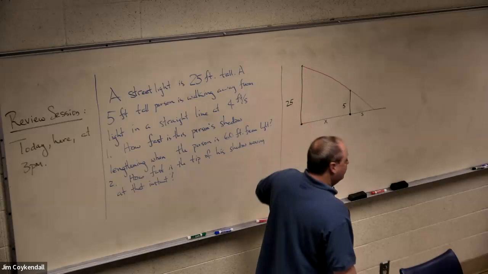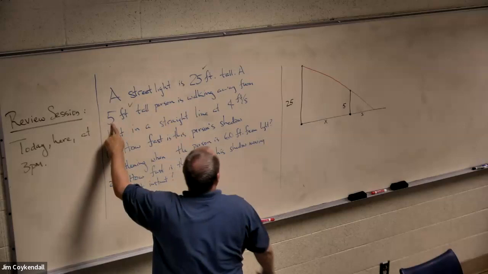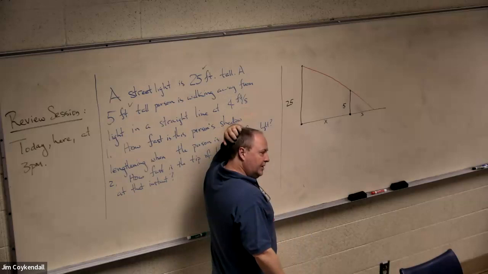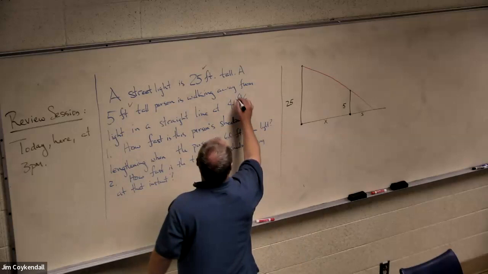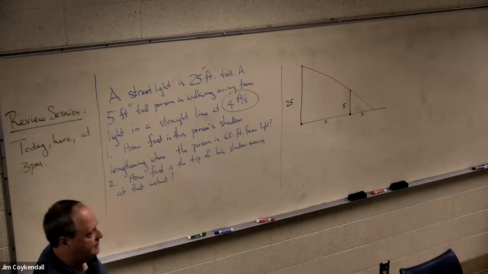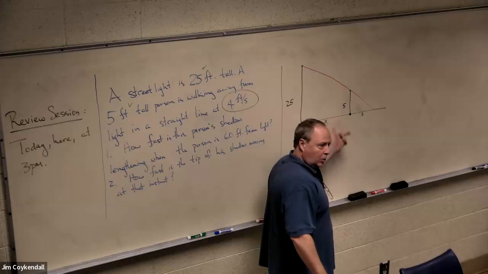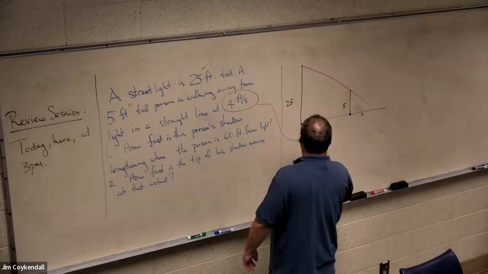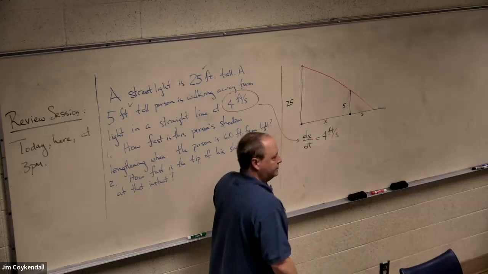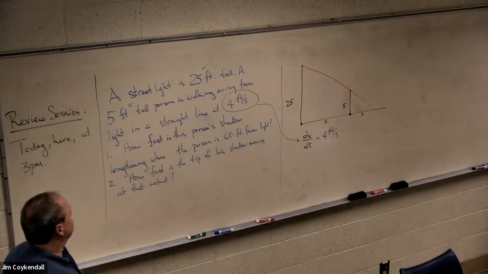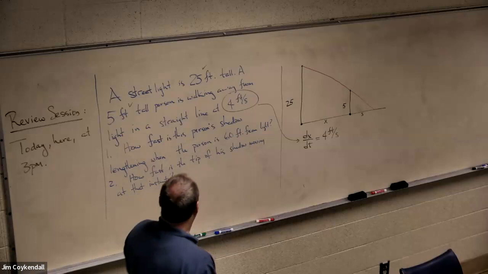So I've got my 25-foot pole here. I've got a 5 foot tall person walking away from the light in a straight line. Where is this 4 feet per second? What's that mean? Very good. When the person is walking, what are they changing? They're changing their distance from the pole, right? So I'm going to reflect this as dx/dt is equal to 4. Everybody okay with that? I think I've dug pretty much everything out of it.